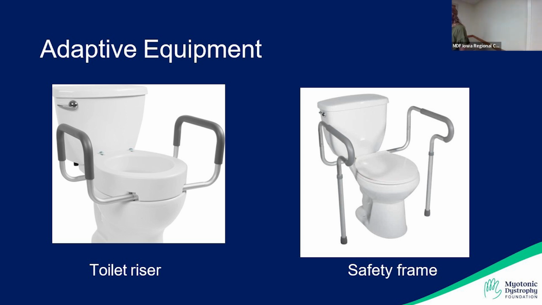And then they also have grab bars that can go around the toilet. Again, there's many different styles of these. Some are based on the floor, like that far picture, and some are based on the toilet seat itself, like that riser picture. But the ones that kind of come around the toilet there are called a safety frame.